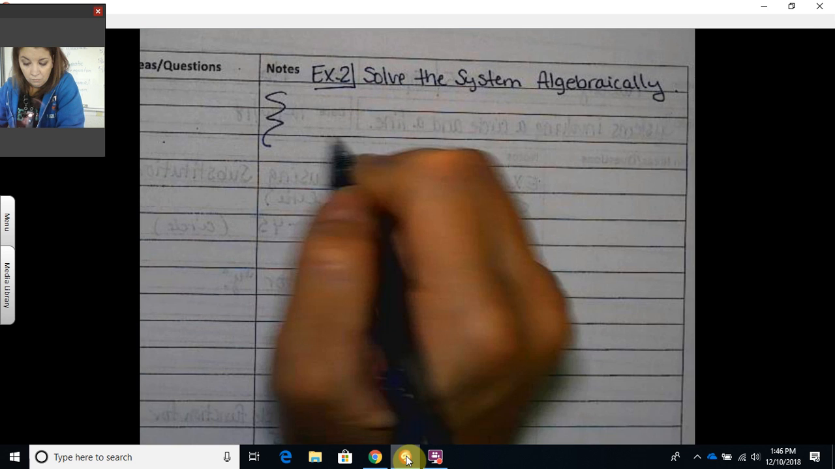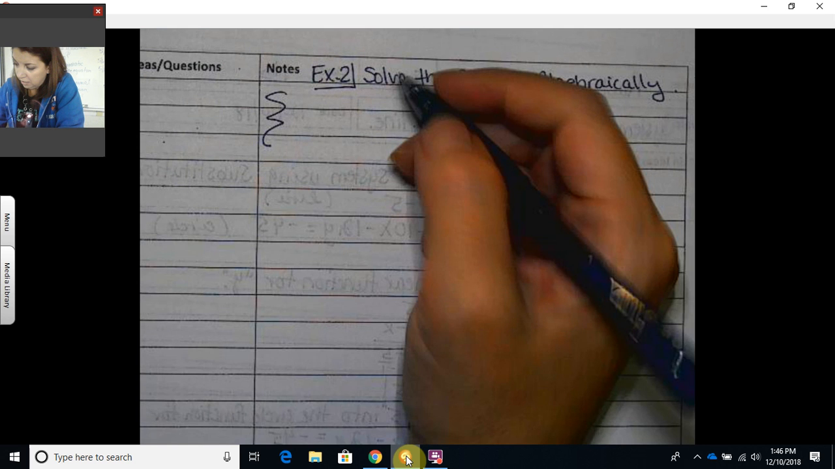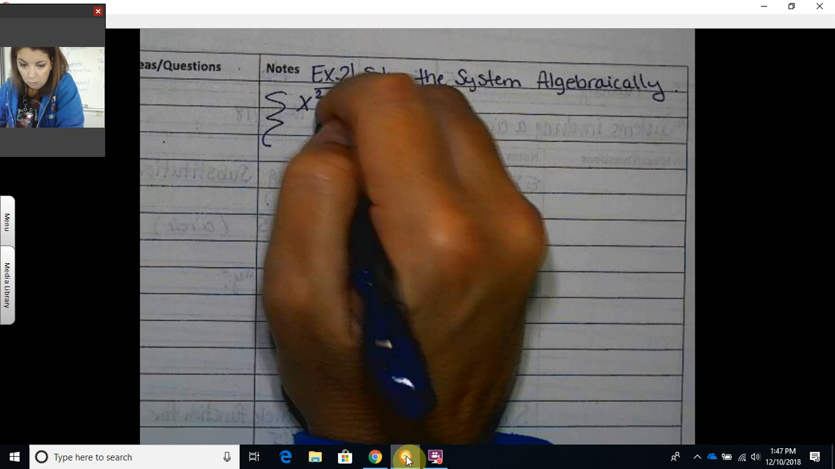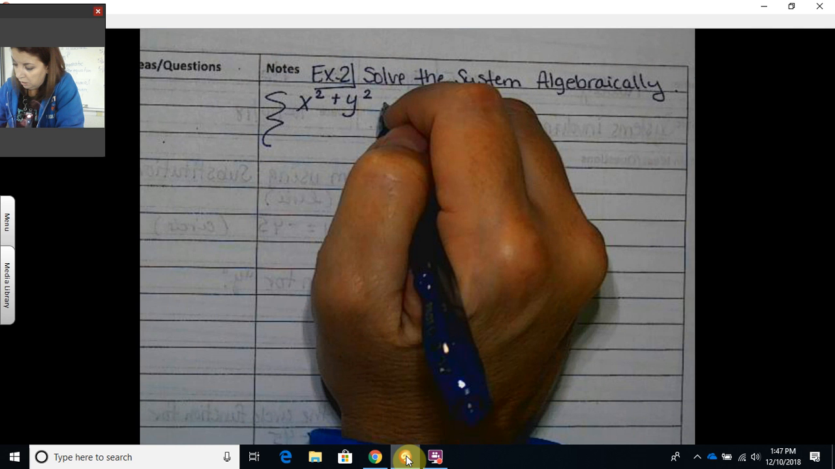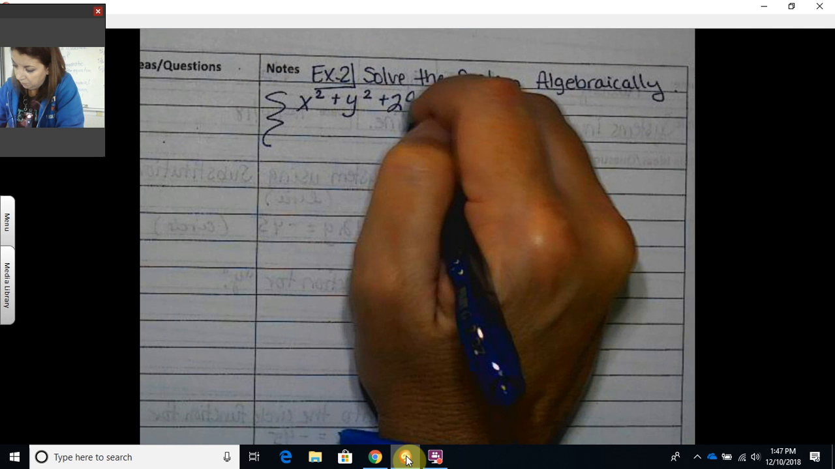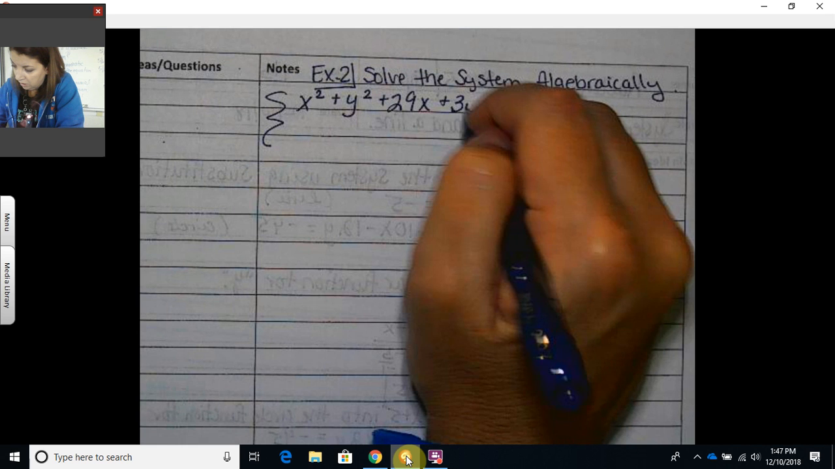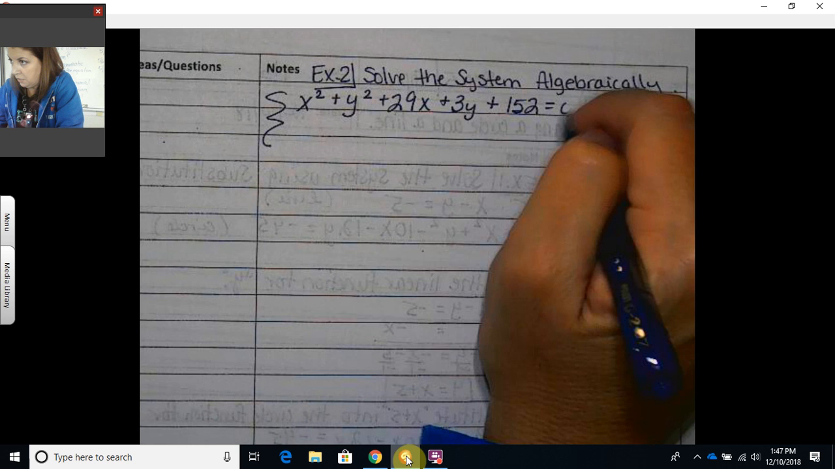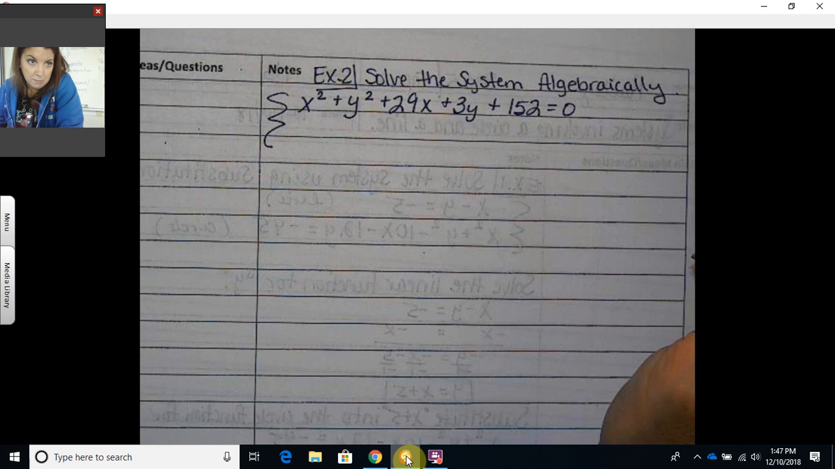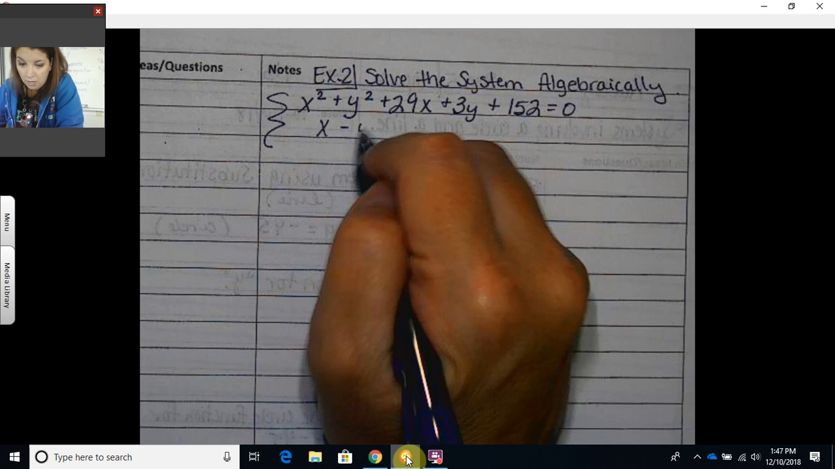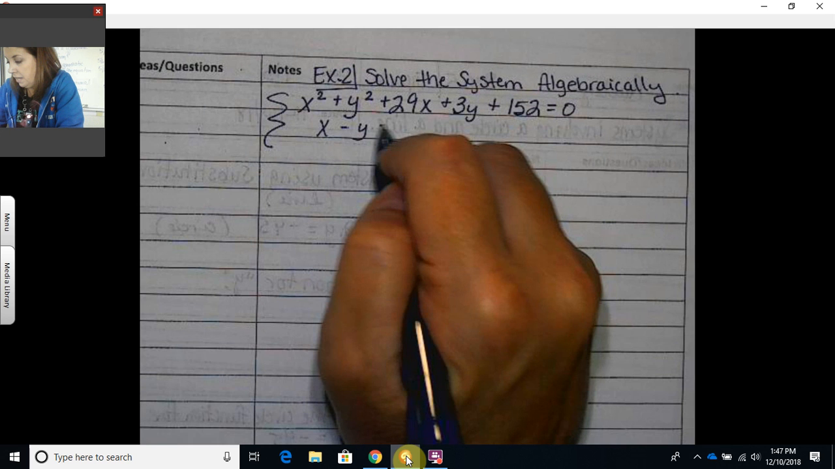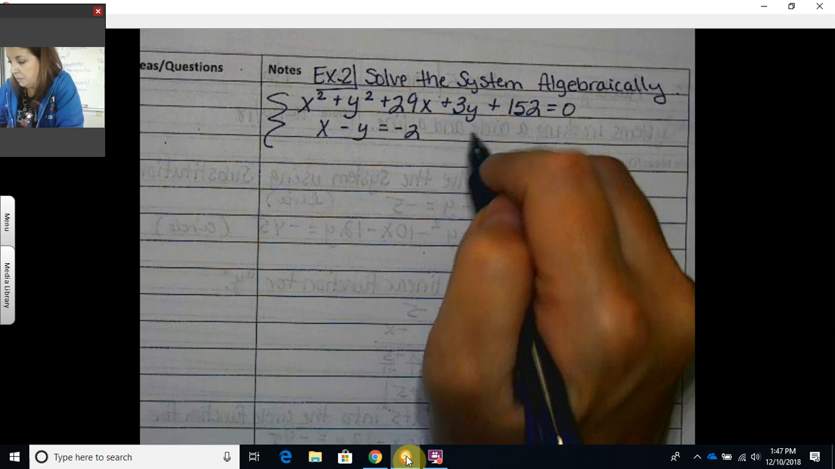We have x squared plus y squared. So that right there, I know it's a circle. Plus 29x plus 3y plus 152 equals 0. So that's my circle. And then we have x minus y equals negative 2. We know that's my line.